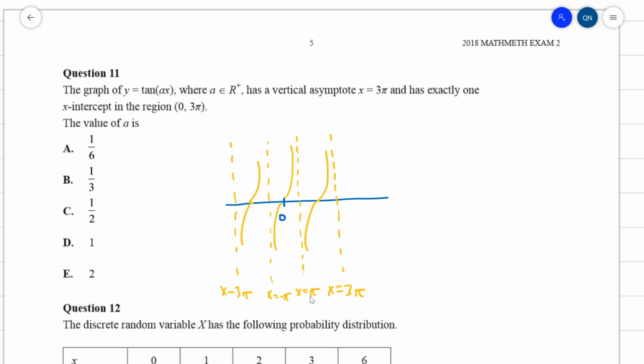And just looking at this, you can tell that the period is exactly 2 pi. How to calculate the period for a tan graph? It's exactly pi divided by the coefficient in front of x, which is a, and we want the period to be 2 pi, so this means a must be equal to 1/2. So it's option C.